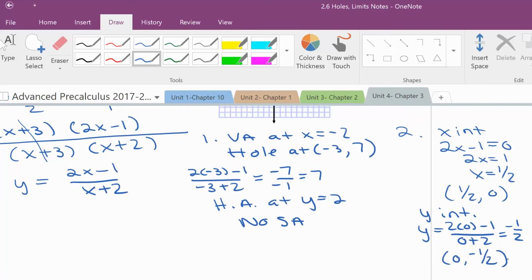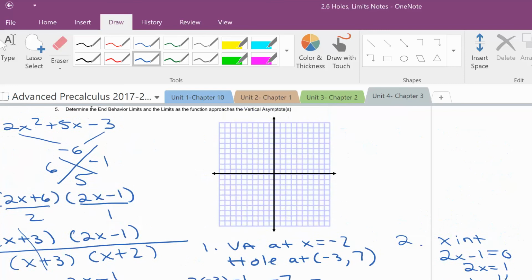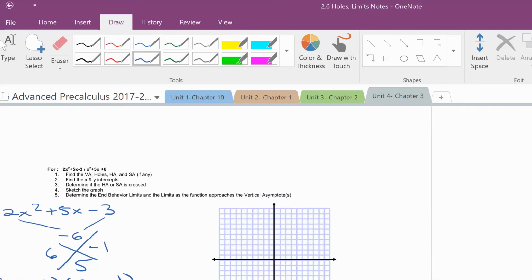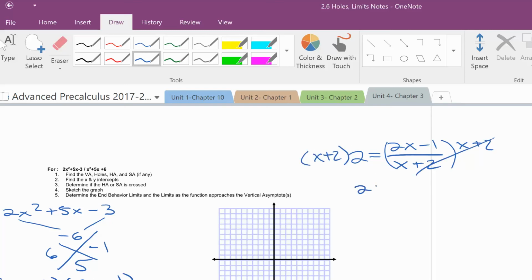For the y-intercept. Then you have to look and see, does the horizontal asymptote get crossed? The horizontal asymptote is 2, so then it's 2x minus 1 over x plus 2. You multiply, cancel, so you have 2x plus 4 equals 2x minus 1. So it's 4 equals negative 1, which means the horizontal asymptote is not crossed.